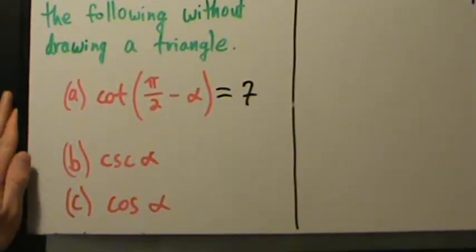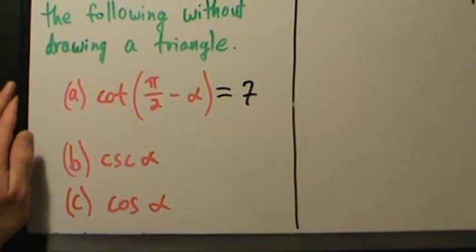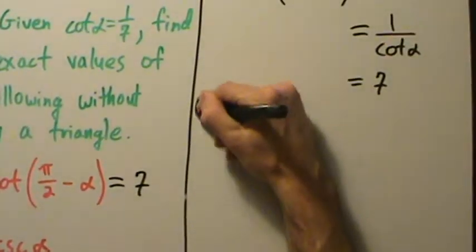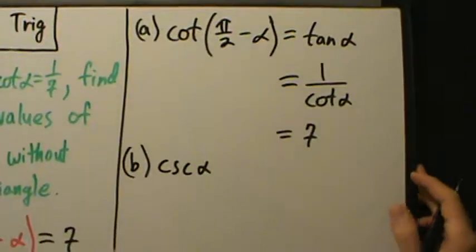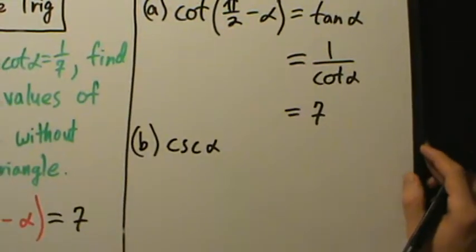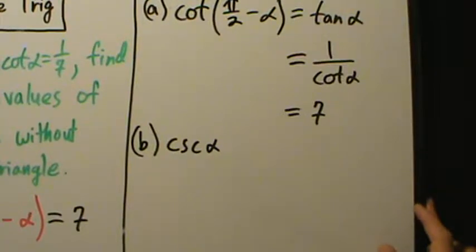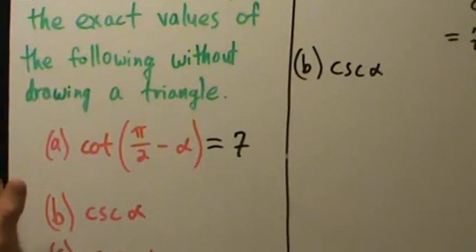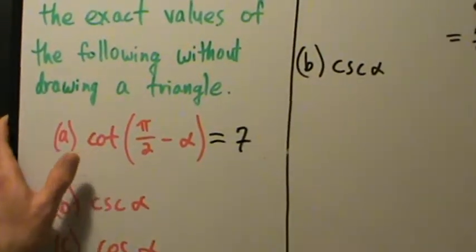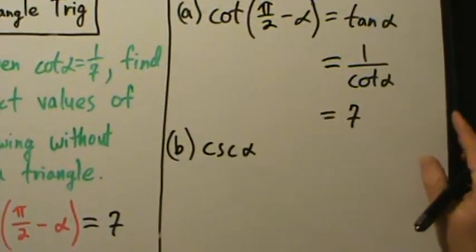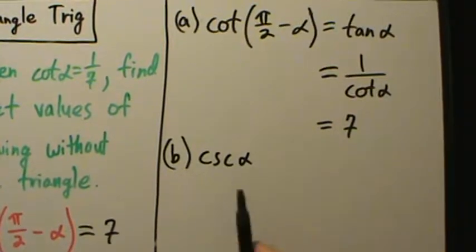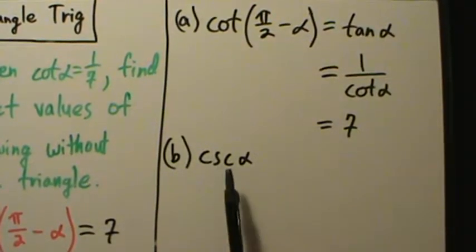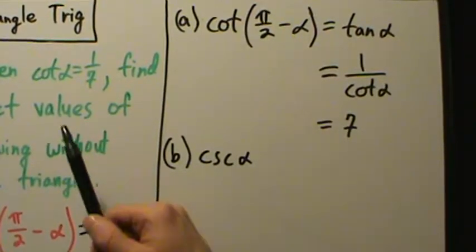Now part B is the cosecant of alpha. That's what we're looking for now. So how are we going to get the cosecant? What do we know? We know cotangent of alpha, and we know cotangent of pi over 2 minus alpha, which is the same thing as tangent of alpha. So technically we know cotangent and tangent. How's that going to help us? We want the cosecant. Is there some relationship between the cosecant and the tangent, or the cosecant and the cotangent?